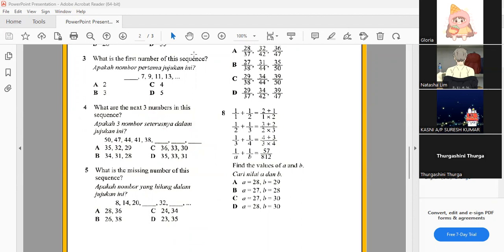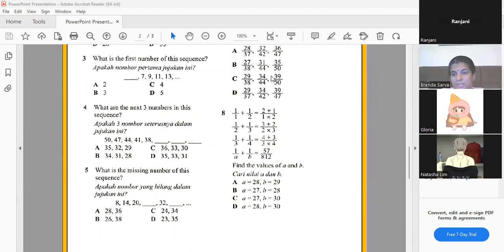I'm doing number 5 now, girls. So far, so good. Can understand? Faham ke? Durgashini, Kashni, Natasha, Gloria, and Ranjini, do you all understand? Okay, good.